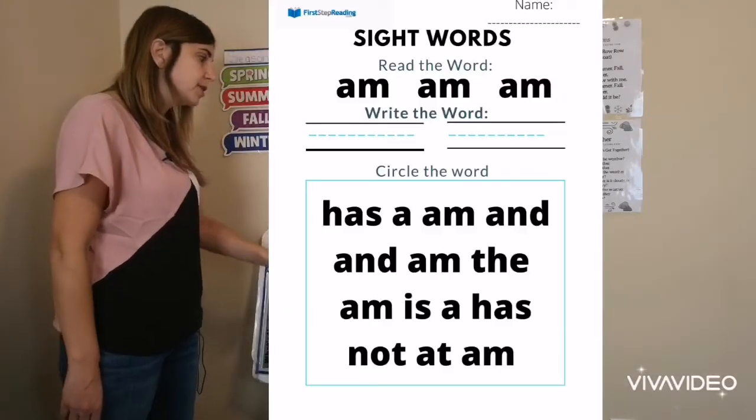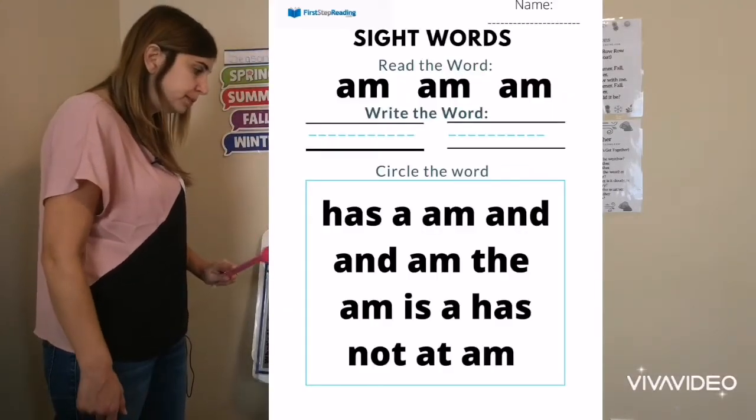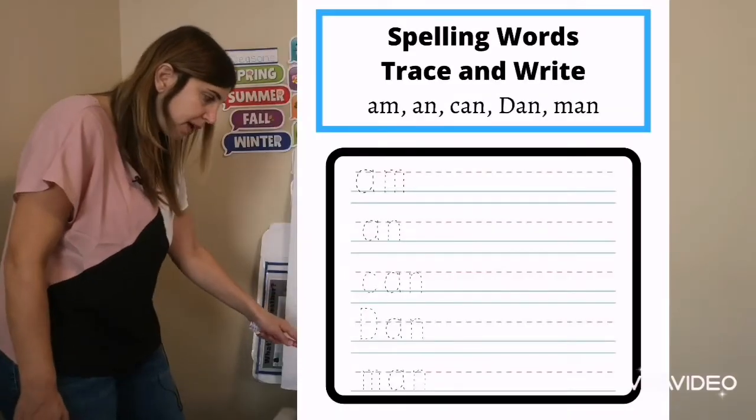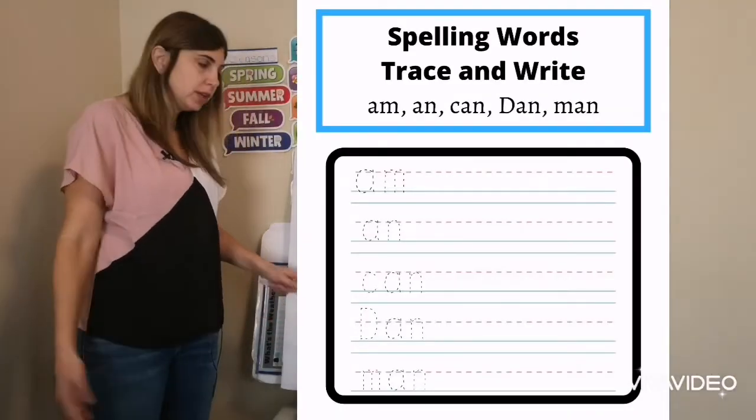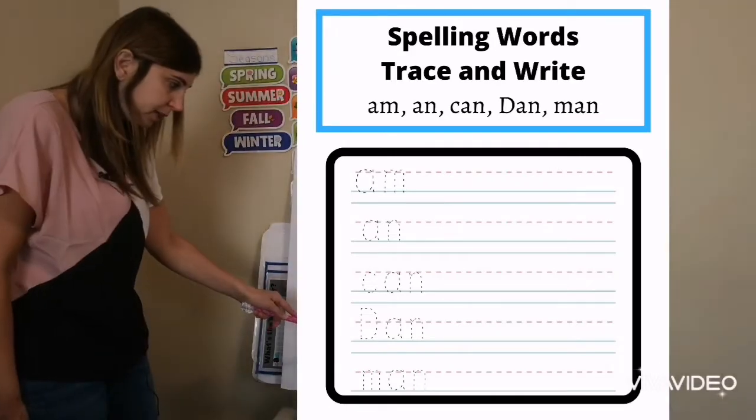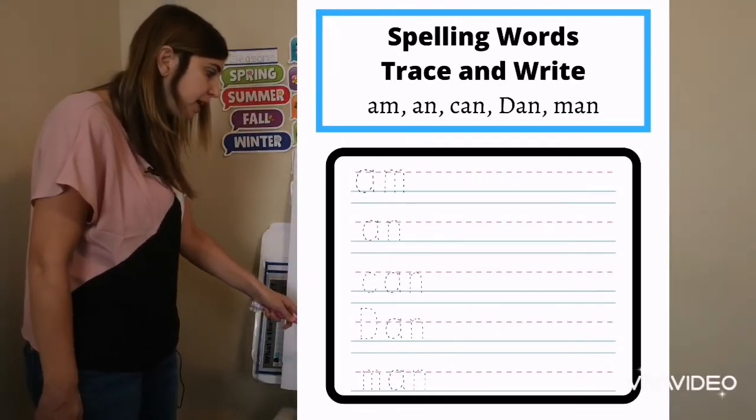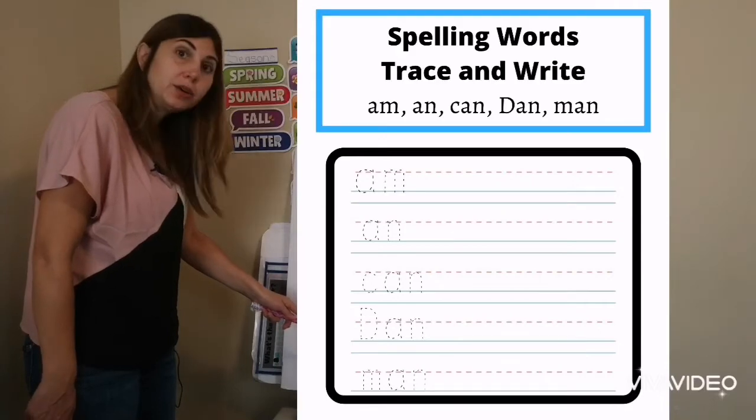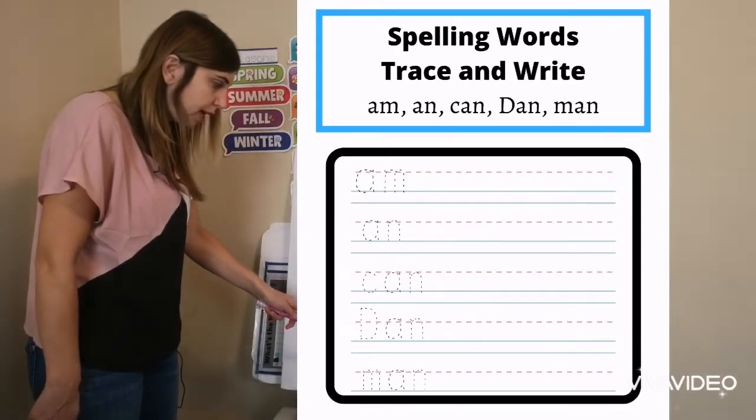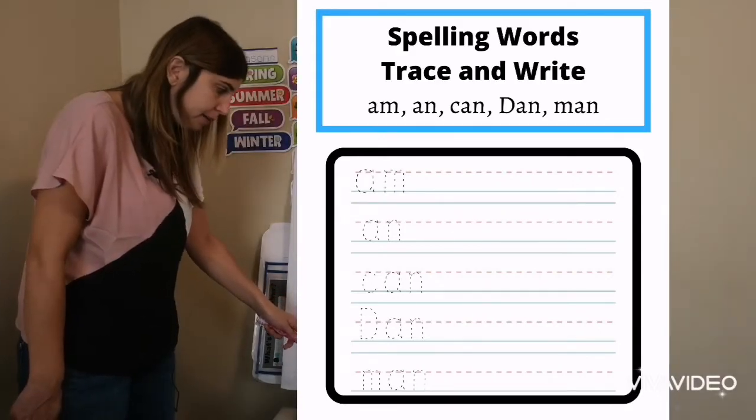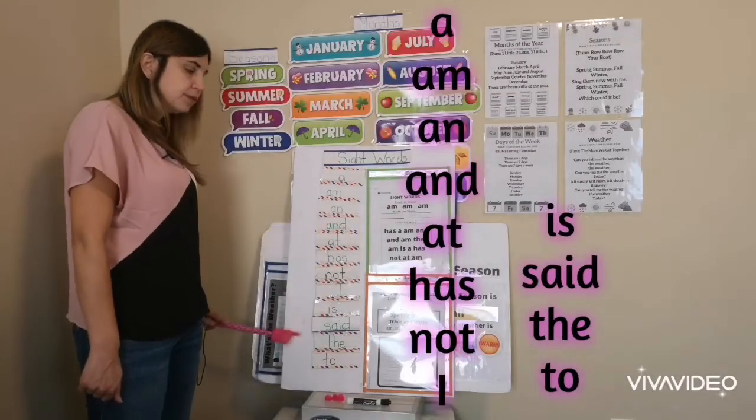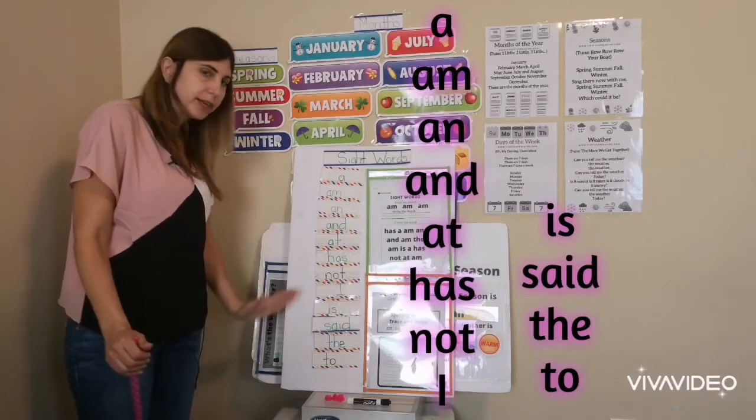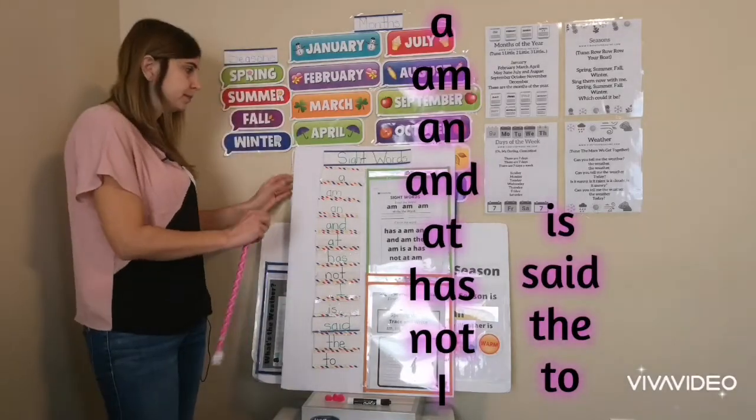We have our sight word worksheet you can do, and we have spelling words you can practice writing, and an adult can give you a spelling test every week. So we have am and we have our an words, which you can sound out: an, can, Dan, and man. Those are the sight words that you should be practicing and memorizing.